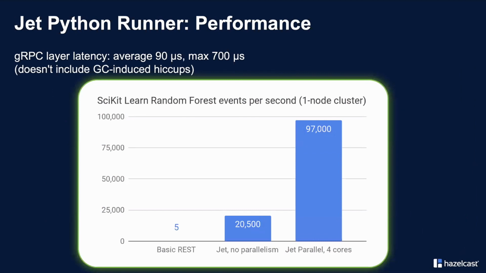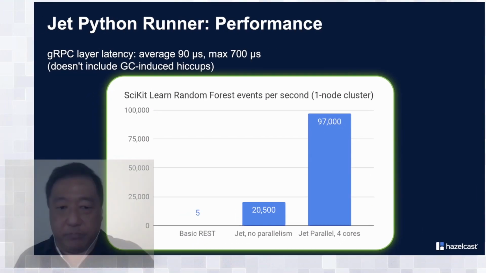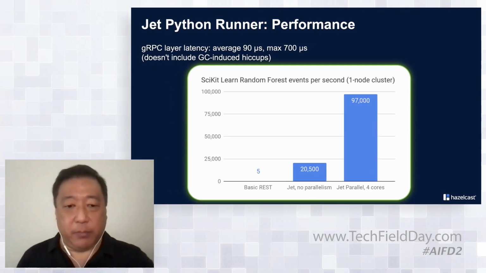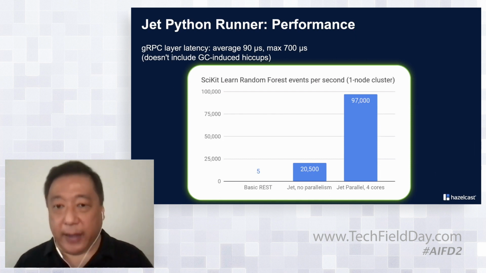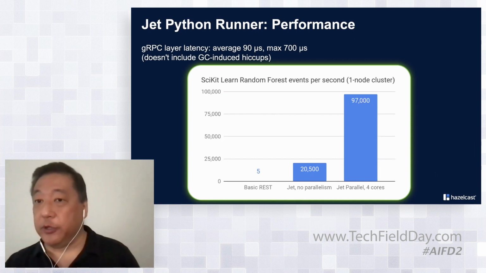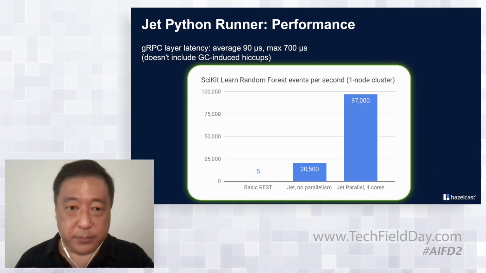This is a quick slide on performance. The typical way that you deploy is over a REST environment into a separate cluster. And we show dramatic improvements from 5 operations per second to about 97,000 operations per second as a result of using our framework. So hopefully that's pretty self-explanatory.